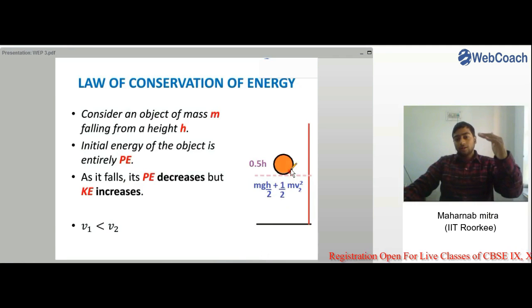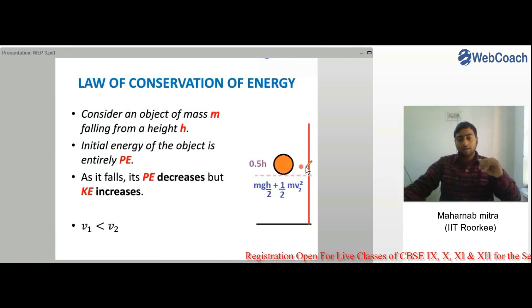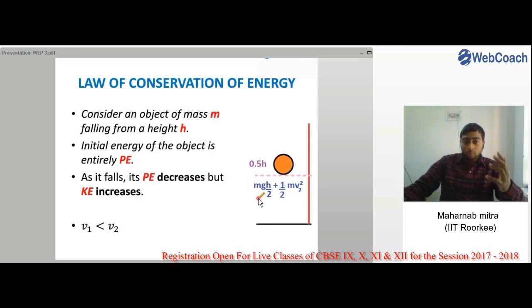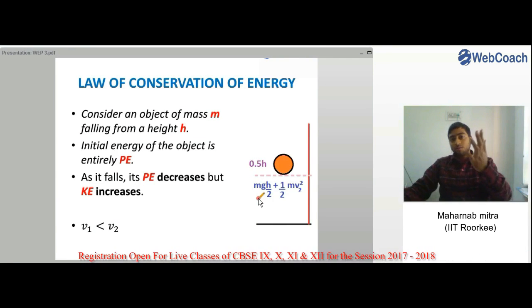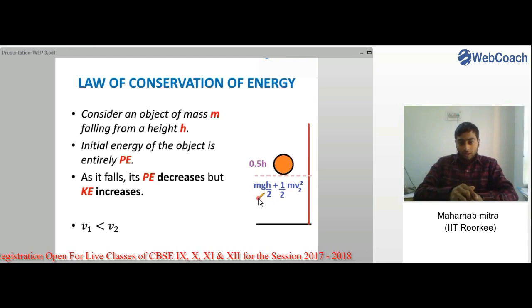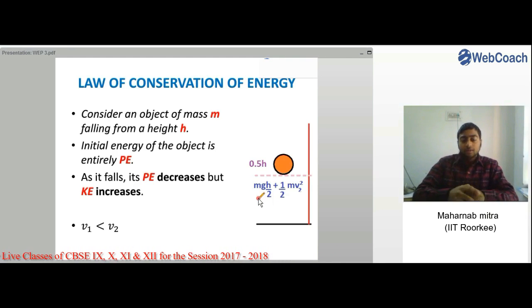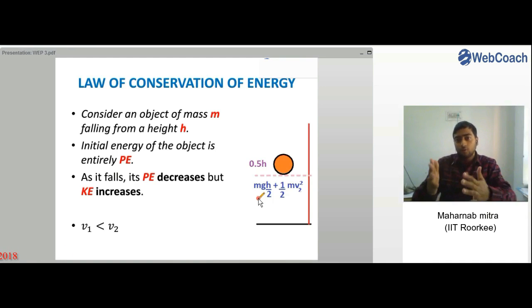And as it falls further, suppose it comes to half the height, 0.5 of height. Now the new potential energy is mg into h by 2, and let's call the new velocity it has reached v2, and the new kinetic energy therefore becomes half mv2 square, right? And here also the total energy of the object is mgh by 2, which is the potential energy, and half mv2 square, which is the kinetic energy. So this is the total energy of the object now.